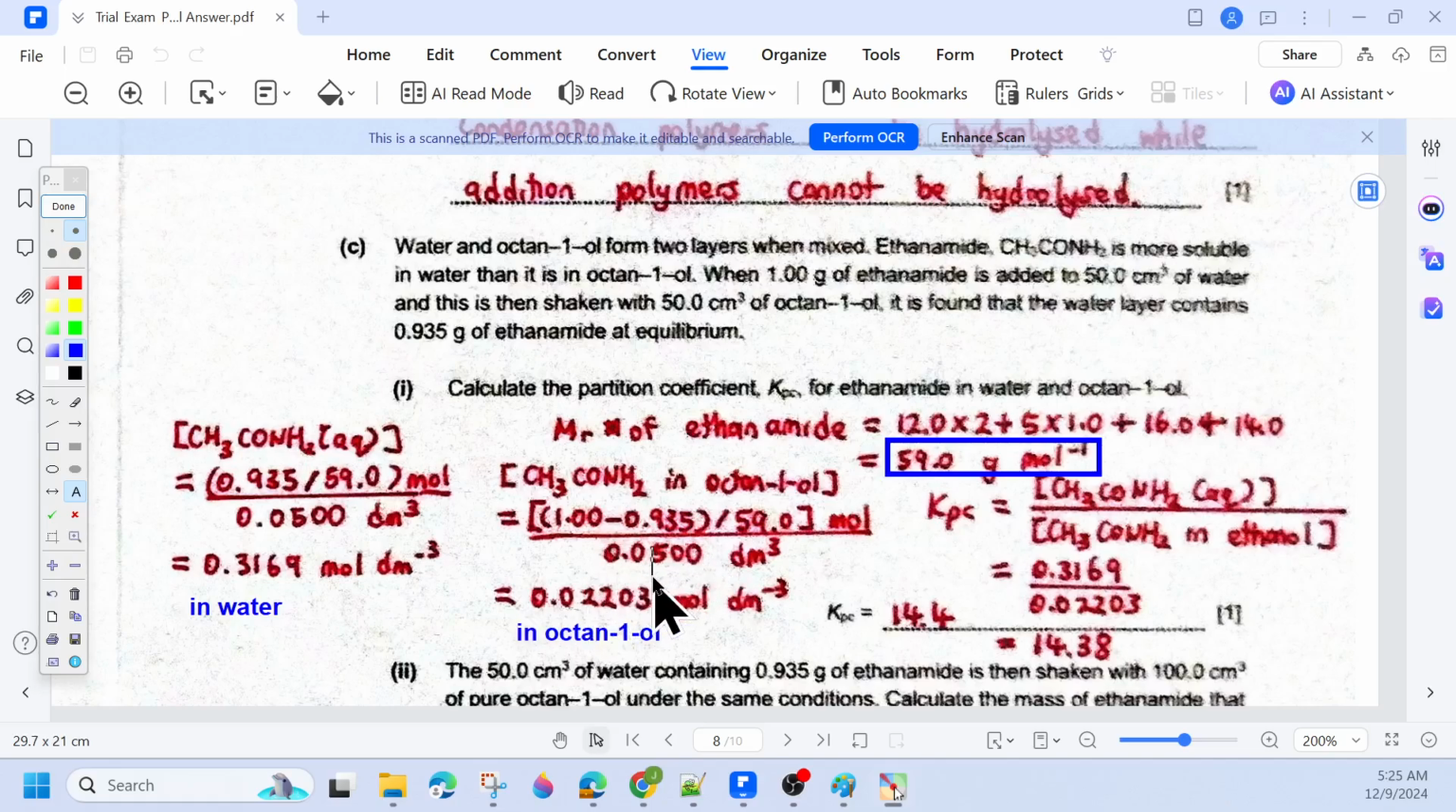So again, divide by 0.05 because it's 50 centimeter cube of octan-1-ol. So 1 minus 0.935 is the mass remaining that enters into octan-1-ol. Divide by 59 moles per decimeter cube, giving 0.0203 moles per decimeter cube. Now, what is the partition coefficient? The partition coefficient is the top layer over the bottom layer.